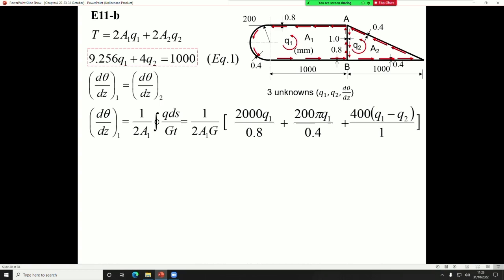I'm going to repeat it for cell number two. What is the shear flow applied to this panel? Q2. This one? Q2. And this one? Very good. Q2 minus Q1. So this is the rate of twist of the second cell.